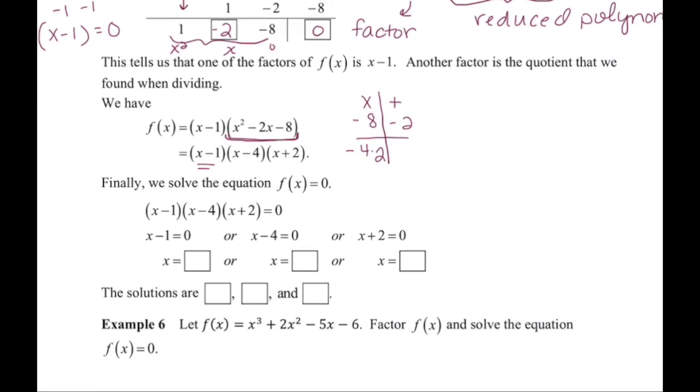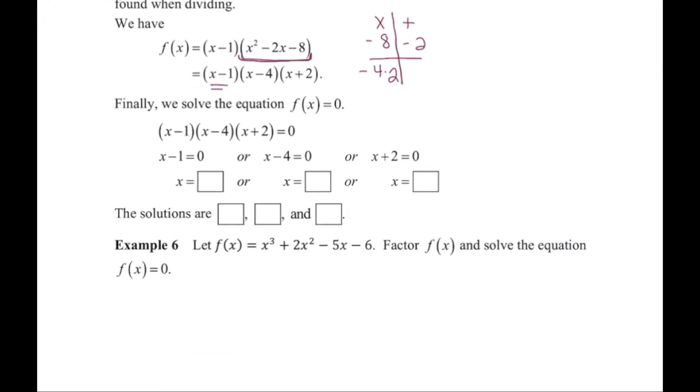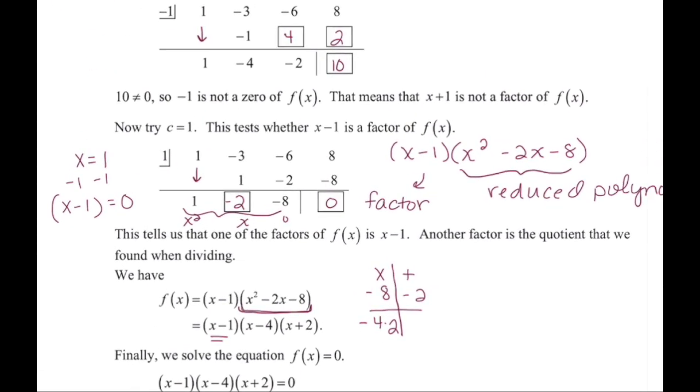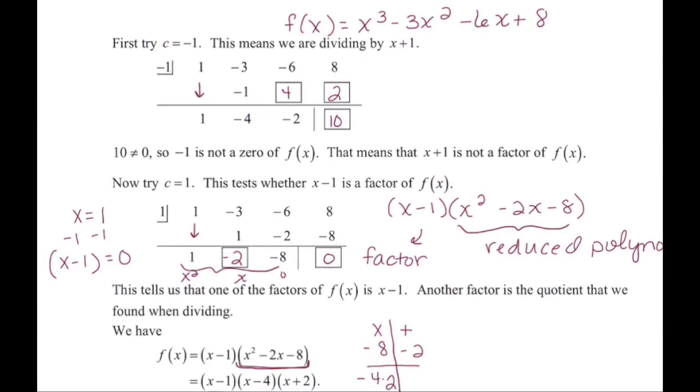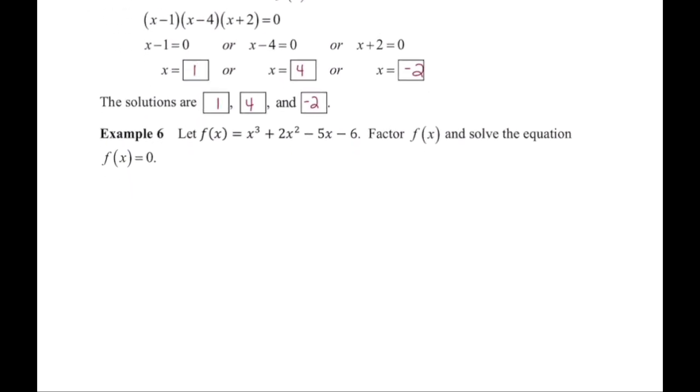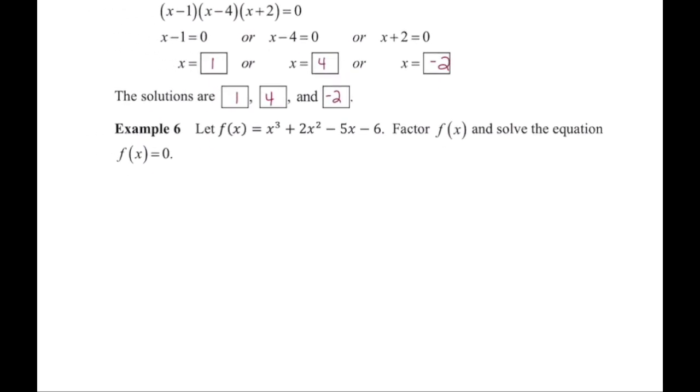Now that it's factored, we can finish solving because we can set each factored piece equal to 0. X minus 1 is 0, x minus 4 is 0, and x plus 2 is 0. Therefore, our solutions are x is 1, x is 4, and x is negative 2. It shouldn't surprise us that we found 3 solutions since our exponent in the beginning function was x cubed. So it shouldn't surprise us that we're looking for 3 of them.